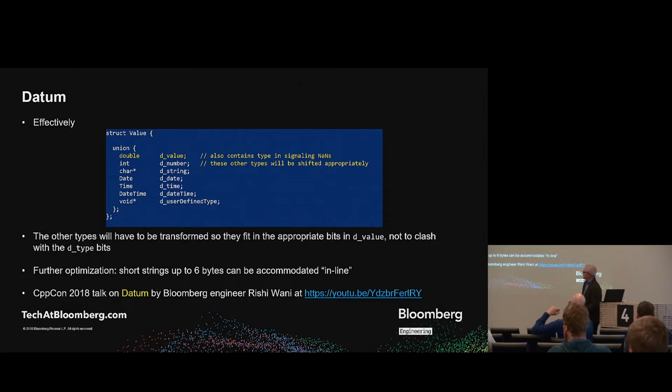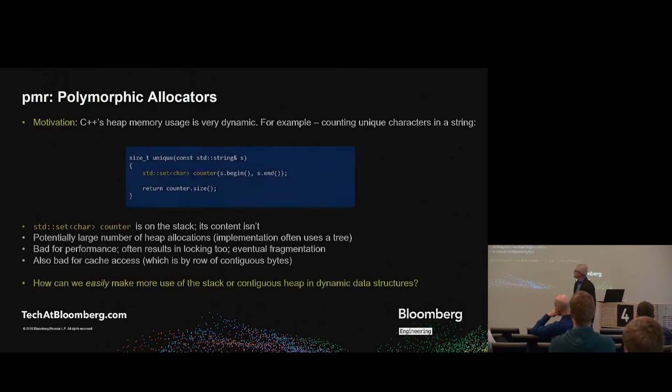And actually, we find in reality there are a lot of strings in the world that are pretty short. So you can keep this as a very lightweight, bitwise copyable, small data structure that does most of the things a variant can do. One of our colleague engineers from New York gave a talk at CppCon last year, which is here. I'm happy to send round links to anybody who's interested afterwards.